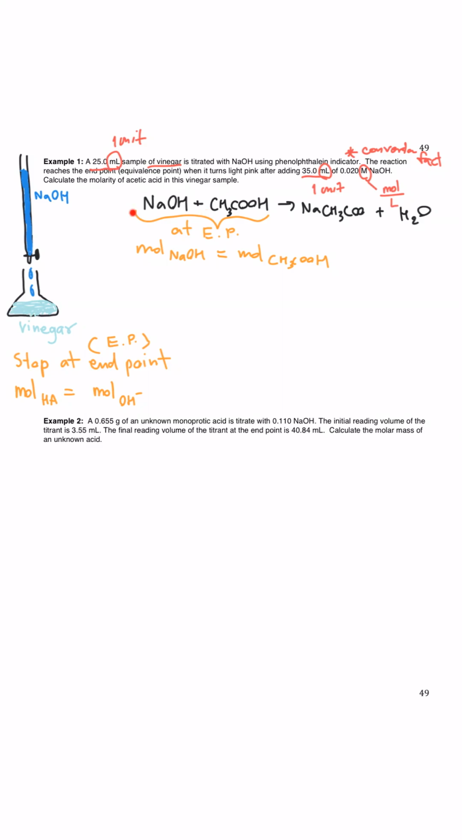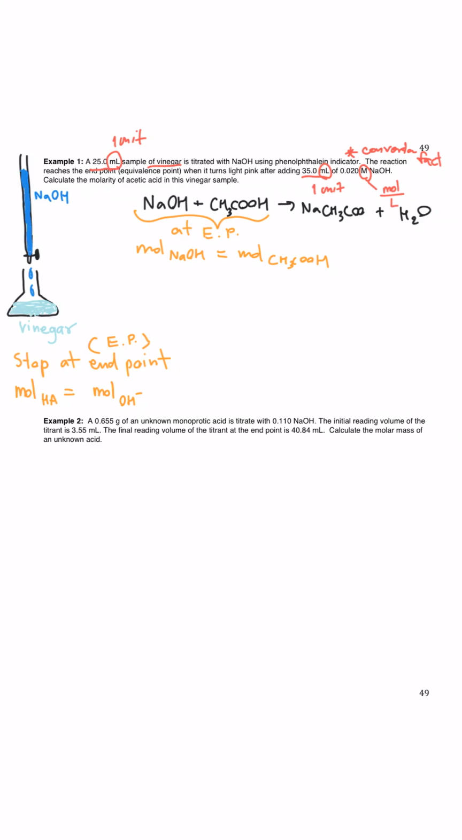That means if 1 mole of sodium hydroxide is consumed, 1 mole of acetic acid will also be consumed as well. If 5 mole of sodium hydroxide is consumed, 5 mole of acetic acid will also be consumed as well. So that means if we know mole of sodium hydroxide, we should also know mole of acetic acid. And if we know mole of acetic acid and know the volume of acetic acid, we should be able to find out molarity of acetic acid in vinegar sample.